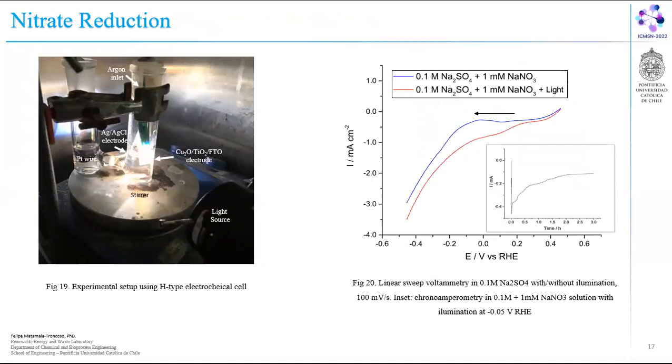About the nitrate reduction, in this case, a solution of sodium sulfate with a millimolar of sodium nitrate was used. The solution was stirred in the dark, and argon gas was injected for 40 minutes. The system was then illuminated with a xenon lamp with an irradiance like a one sun. In figure 20, it's possible to see the photocurrent response for this experiment.